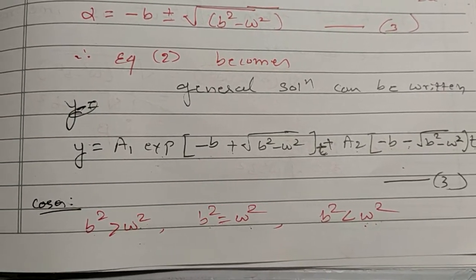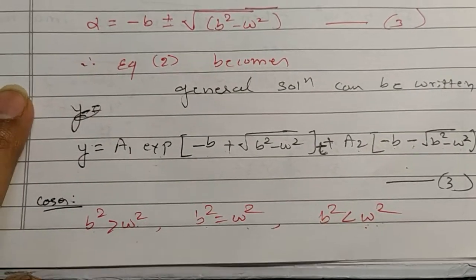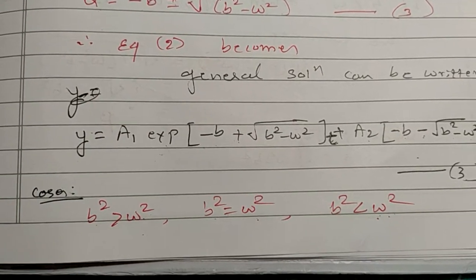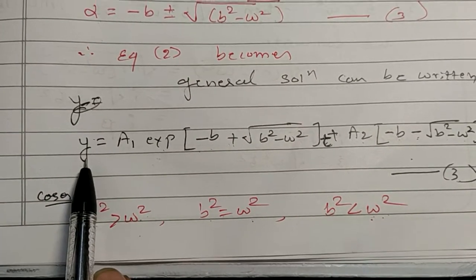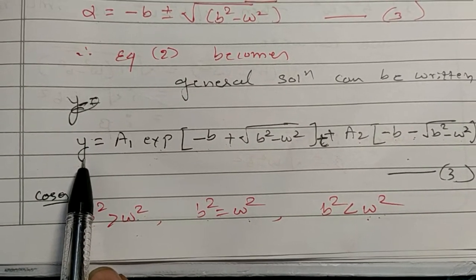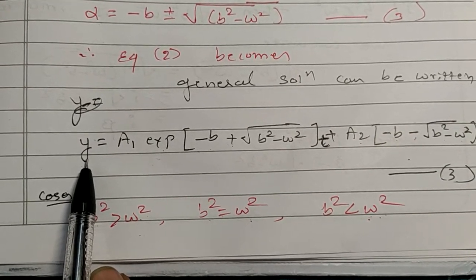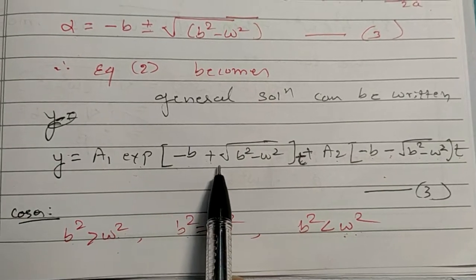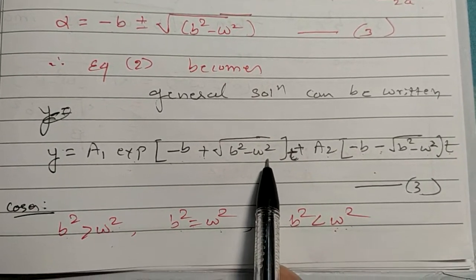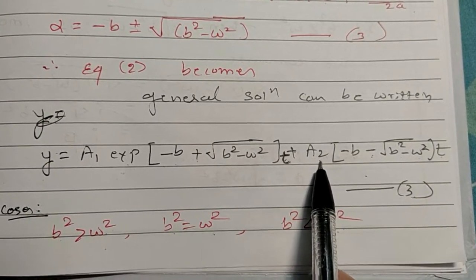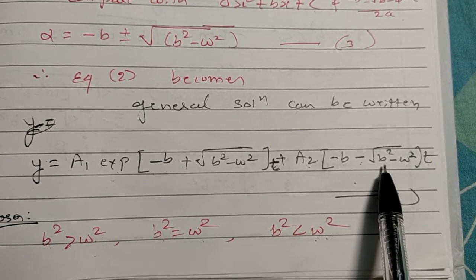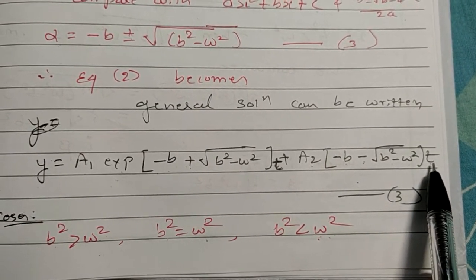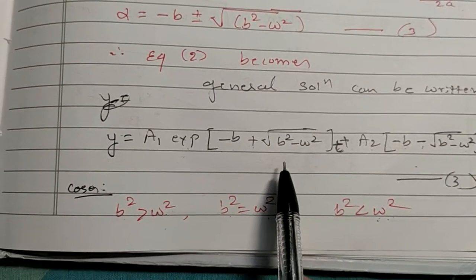Welcome back. So we'll continue our discussion on damped vibration. The last equation we derived is the displacement of the body in damped vibration, given by y = a1 exp[(-b + sqrt(b² - ω²)) t] + a2 exp[(-b - sqrt(b² - ω²)) t]. Okay, so what did I say there?